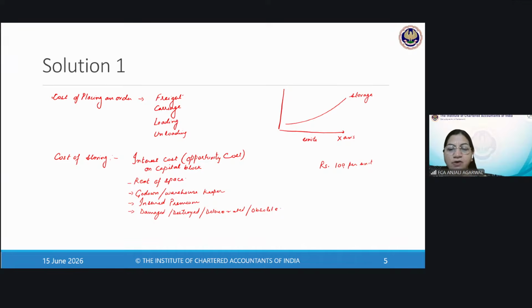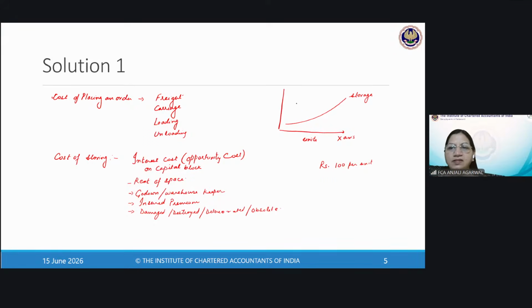Chances of their becoming obsolete or damaged or destroyed become less. But if I keep 1,000, 2,000 units altogether, obviously my investments go into lakhs. So interest cost, rent of space, everything increases. So we see that storage cost increases with the increase in units.